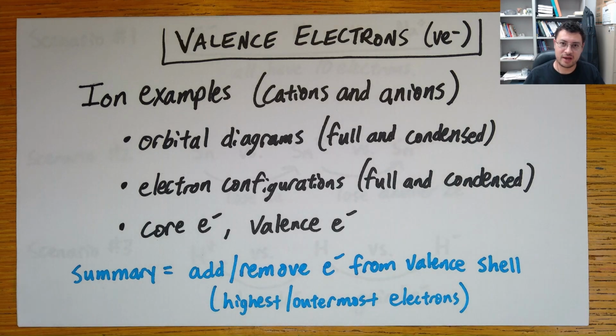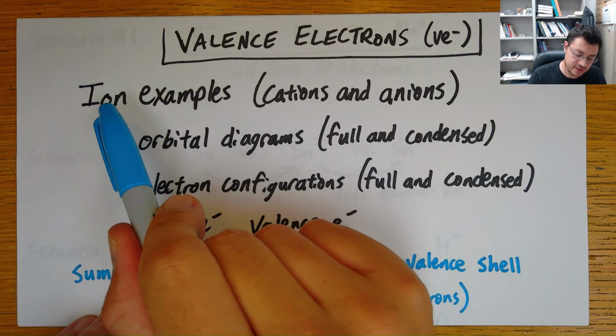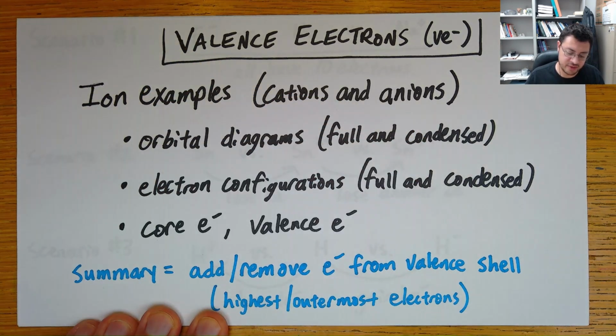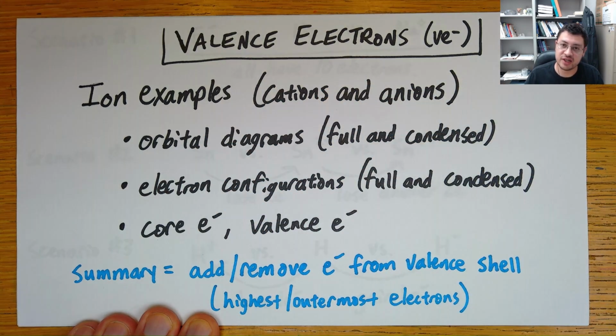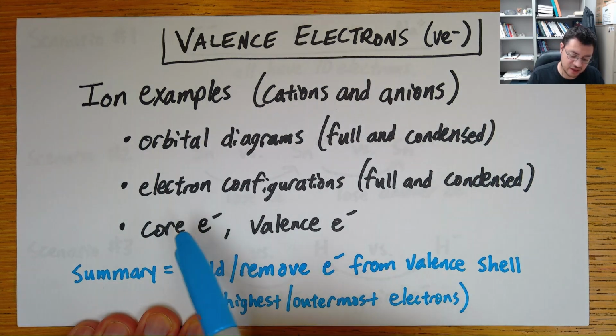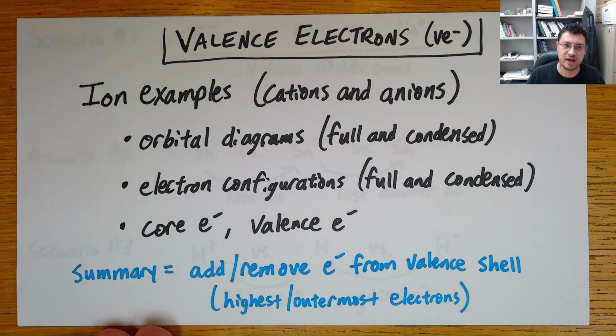Hi and welcome back. So let's continue our work on valence electrons. We're going to be doing ion examples today. We're going to be adding or removing electrons from neutral elements and seeing how that changes how we write out the orbital diagrams and the electron configurations. And then we'll be tracking the core and valence electrons again.